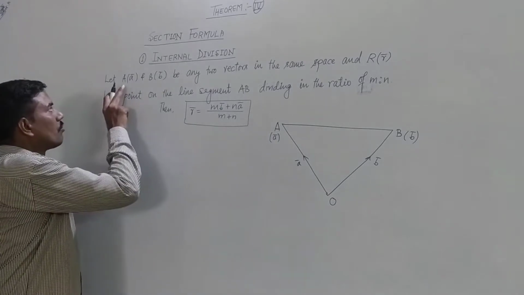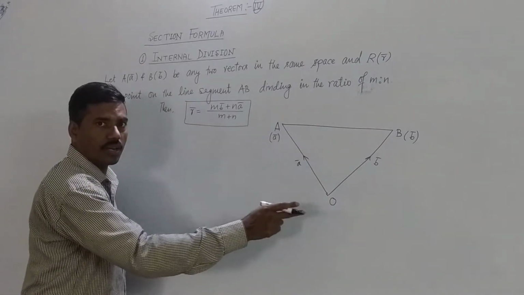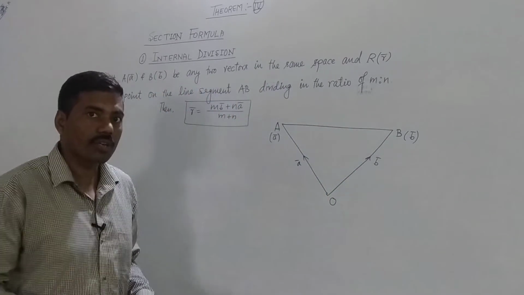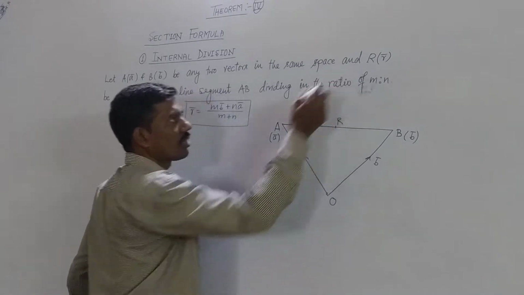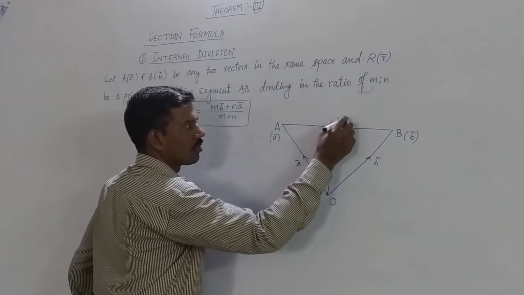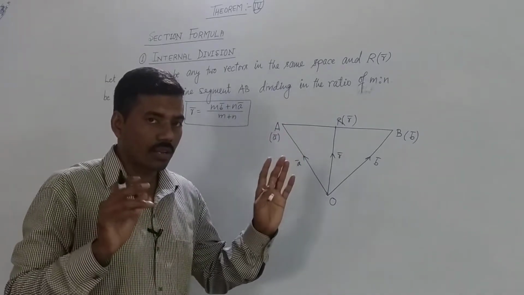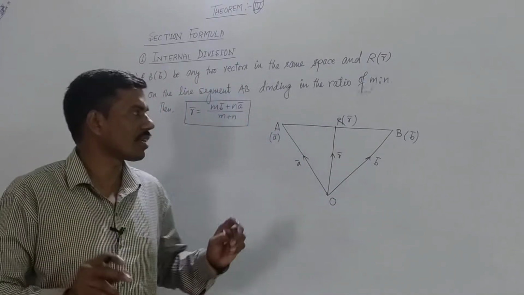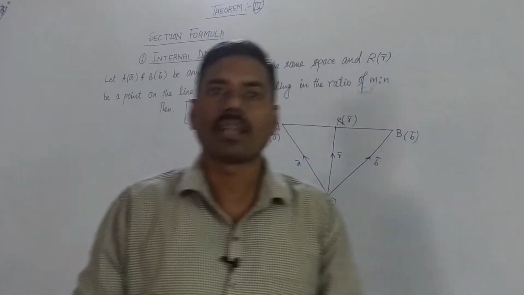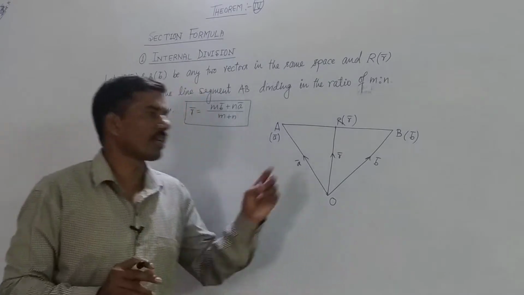So let points A and B, whose position vectors are vector A and vector B with respect to origin, be any two vectors in the same space, and a third point R, whose position vector with respect to origin is given as vector R, lying on the line segment joining the two points A and B, that is AB. Point R is lying on the line segment AB. A line segment is obtained from joining the given two distinct points A and B.